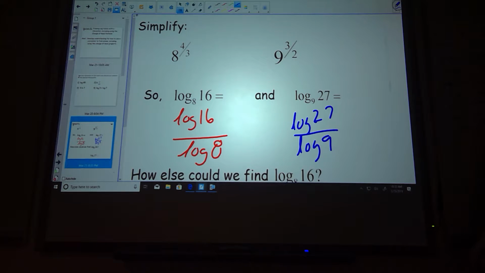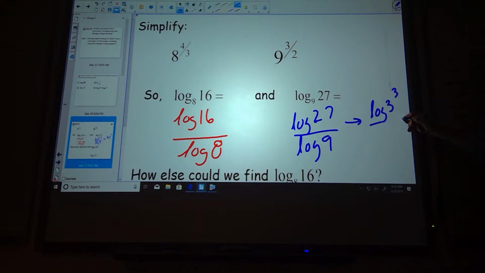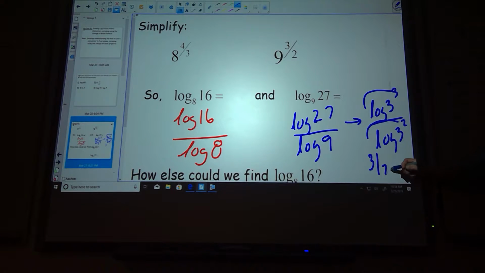That would work nicely. The nice thing about this is if you truly wanted to geek it out, 3 to the third power is 27, and 3 to the second power is this. Being I have the same logs, I can bring the exponents down front, so I wind up with 3 over 2, which is 1.5. I don't even need a calculator to do that.